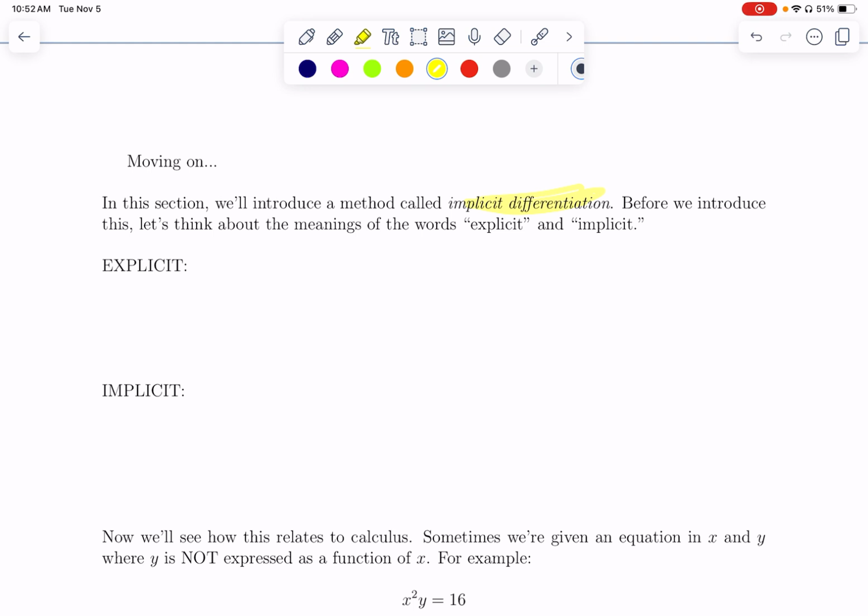Right? So explicit basically means something that is fully spelled out, right? Or given directly. I'm telling you exactly what I have. I'm telling you exactly what I'm thinking. I'm telling you exactly what something means.